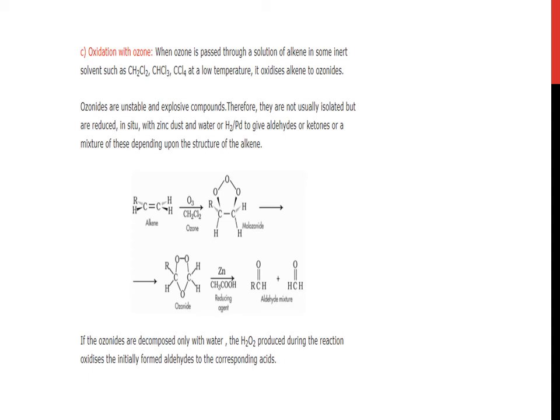You start with an alkene. Add ozone in presence of CH2Cl2. There will be formation of an ozonide. Ozonide is a closed ring type structure. Then treat with zinc in presence of acetic acid. There will be formation of two functional groups. In fact, both are carbonyls. One is aldehyde, the other is also aldehyde. If the ozonides are decomposed only with water, then hydrogen peroxide produced during the reaction oxidizes initially formed aldehydes to the corresponding acids.